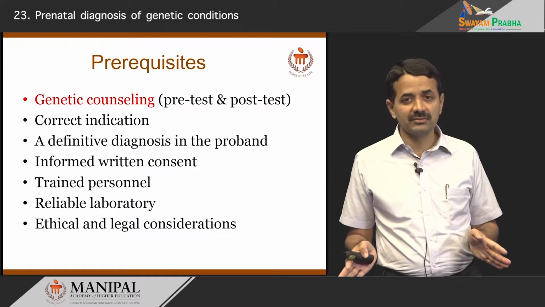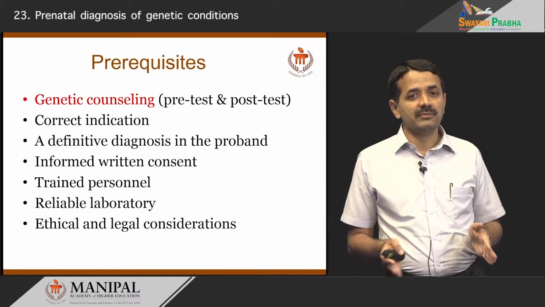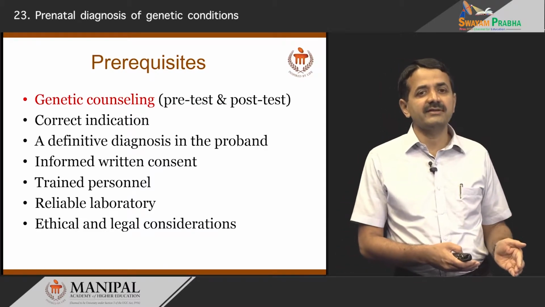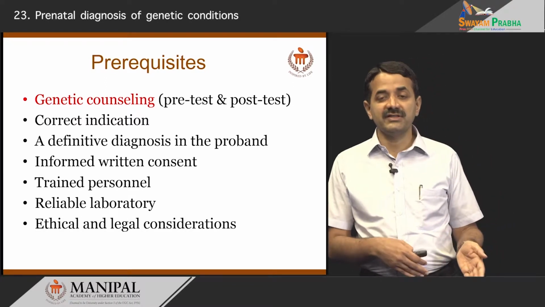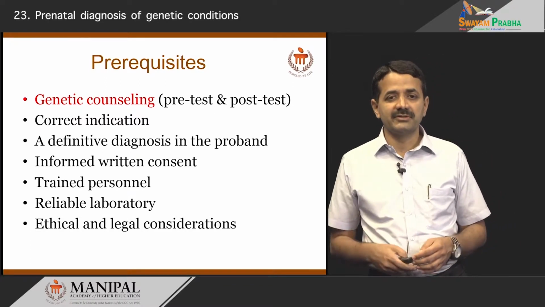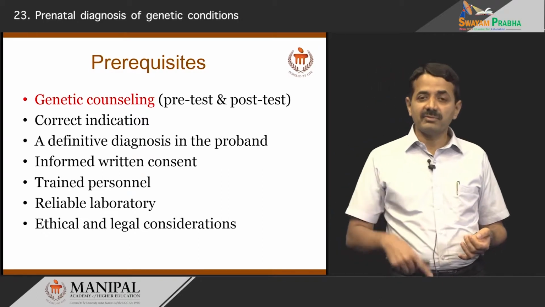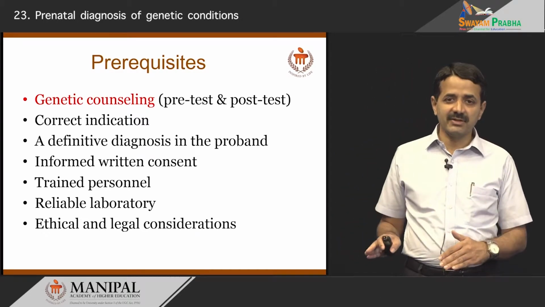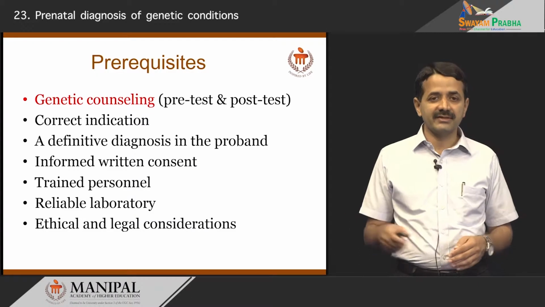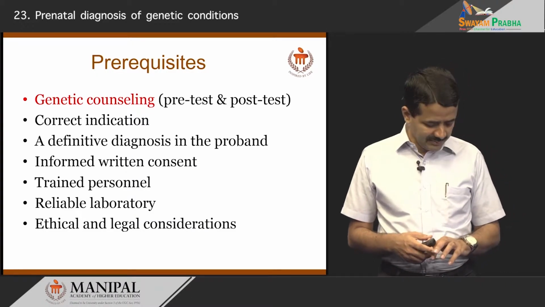which is not doubtful, because if we do not have a perfect diagnosis in the proband, or the first affected person, we may not be able to test. We need, in return, informed consent, where we explain the procedure to the patient and the family, and then we take written consent, and trained laboratory personnel.